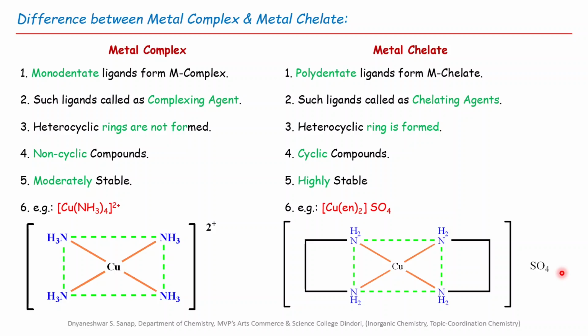This is all about the geometry, that is the stereochemistry of coordination numbers 1 to 12, then the factors affecting the stability of a complex and the difference between metal complex and metal chelate.